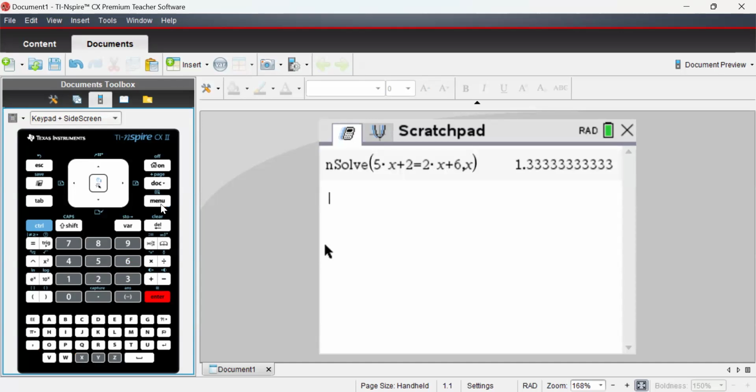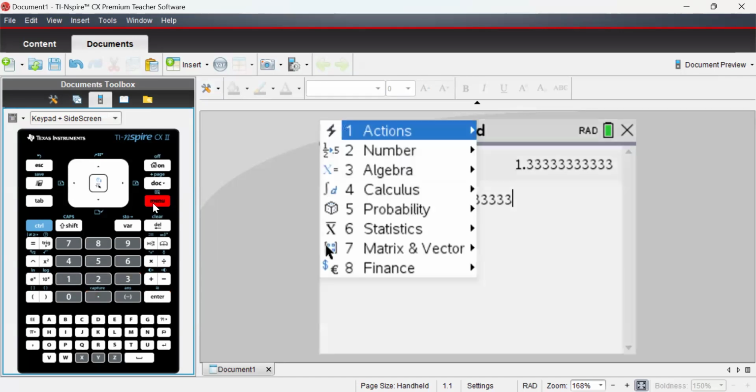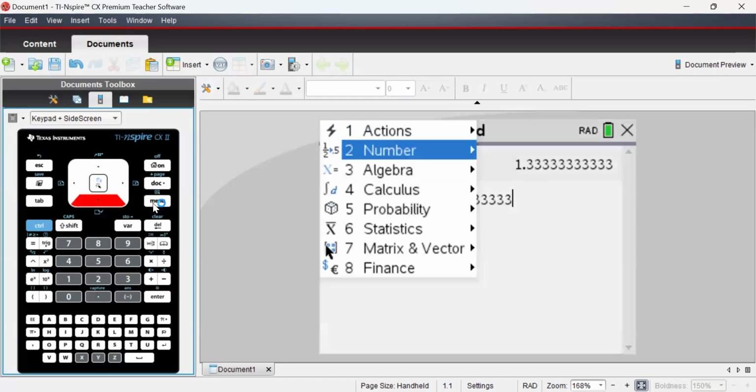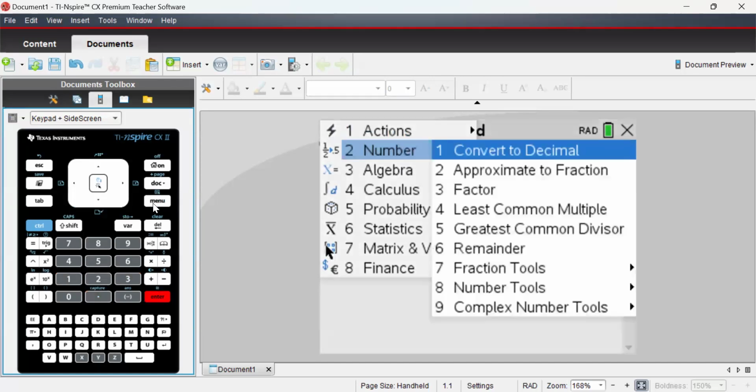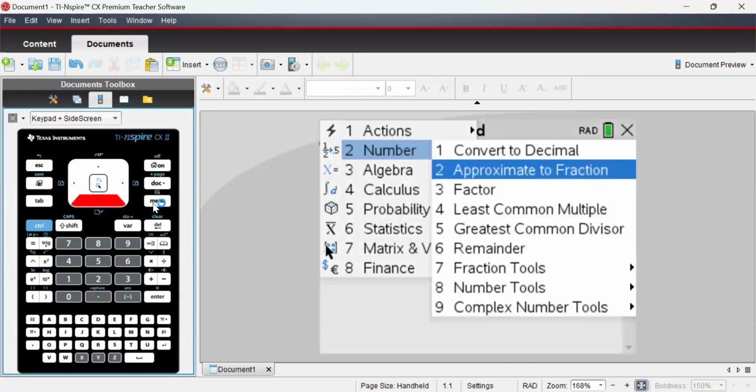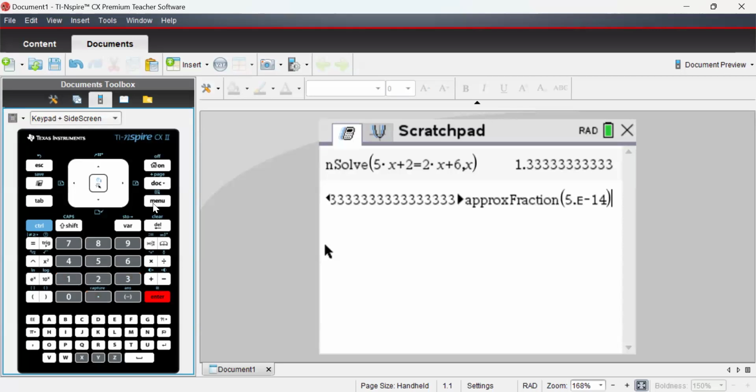I get a decimal. That 3 is repeating. It needs to be an improper fraction. So I'm going to type in the number that I have, but I'm going to take that 3 about two-thirds to three-quarters of the way across the screen. Then I'm going to hit menu, go to number, and then approximate to a fraction. You get something like this. You have to hit enter again, and it converts it to 4/3.